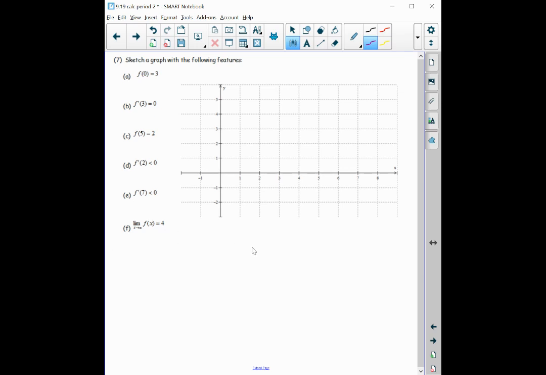So this last one, we're going to sketch a graph with the following features. Pause me. Take about 2 to 5 minutes, depending on your speed. Try this question. You're going to graph a function, make it continuous. Graph a continuous function that has these characteristics, and then I'm going to go through my graph as well.